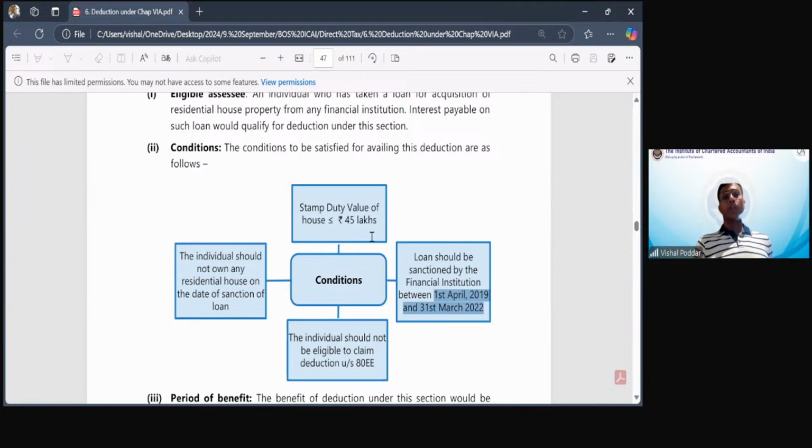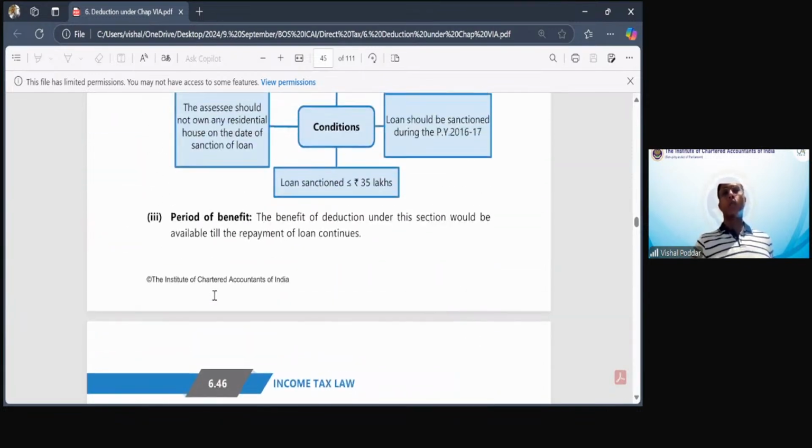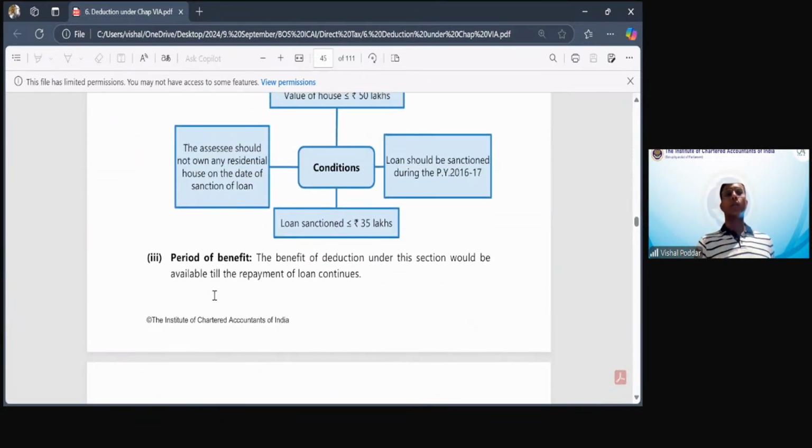Correct? Further condition is individuals should not own any residential house on the date of sanction of loan. So in other words, this is your first house, and for getting this house, you have got this loan. Similarly, assessee should not own any residential house. So the basic point is this is your first house.